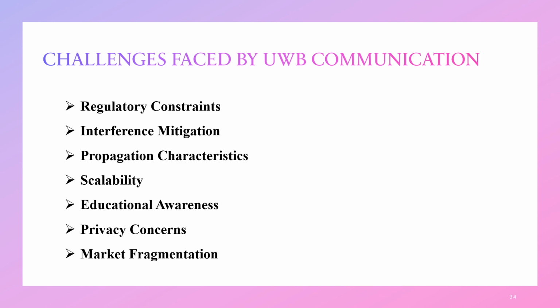Propagation characteristics: UWB signals are susceptible to attenuation and signal loss when they encounter obstacles or travel through materials like walls and foliage. Overcoming these propagation challenges, especially for indoor positioning and through-wall imaging, is a significant hurdle. Now, scalability: scaling UWB technology for widespread adoption, particularly in IoT and smart city applications, poses challenges in terms of cost effectiveness and efficient network management.